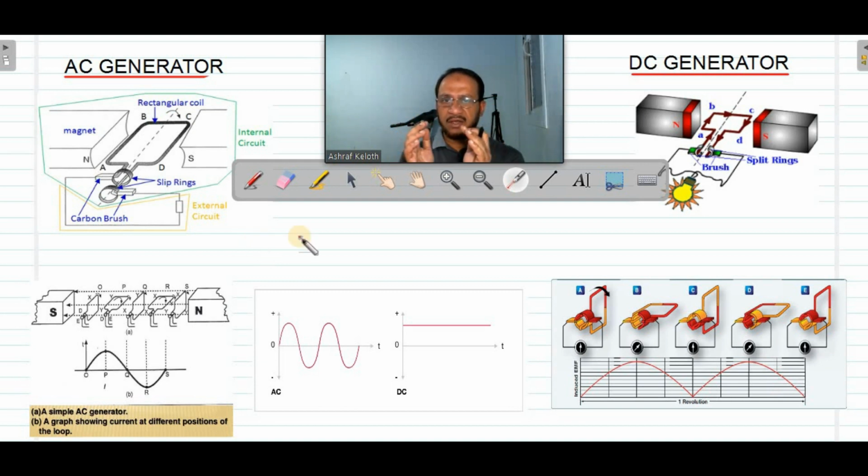The designing of both generator and motor are almost the same. Even one motor we can use as a generator also. You can see here we have two types of generator, AC generator and DC generator, because we have two types of current: AC, alternating current, and DC, direct current.